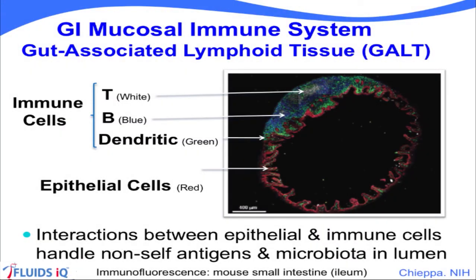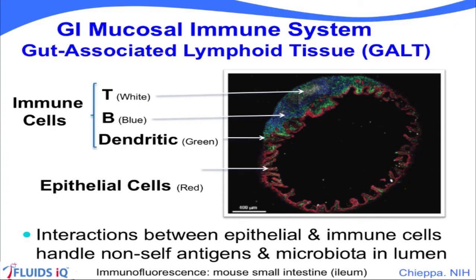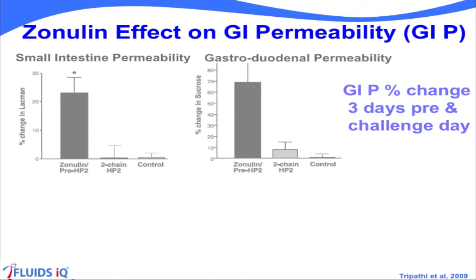The other thing that is important to note is, as we said before, there is a tremendously large mucosal immune system, specifically the gut-associated lymphoid tissue, also known as GALT, and that is the series of immune cells which lie in intimate contact with the enterocyte and the lamina propria. These cells lie very close and are ready to interact very quickly with the epithelial cells in order to handle non-self antigens, antigens which come from outside the body, as well as the vast microbiota in the lumen.